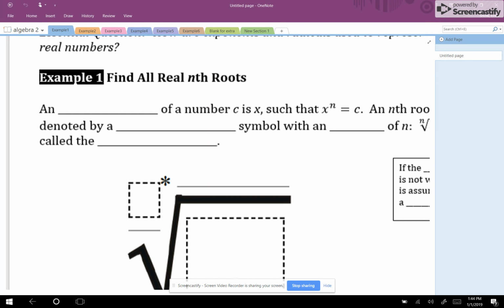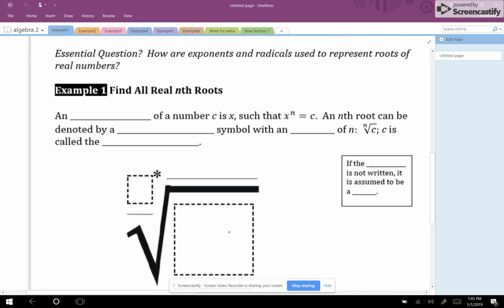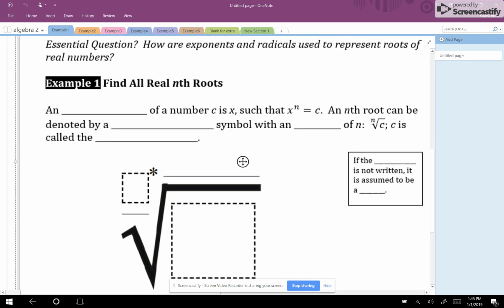So this says, we're going to talk about how exponents and radicals are used to talk about real numbers. So we're filling this blank first, and it says an nth root of a number c is x such that x to the n equals c. Okay, so that nth root we're looking at is our exponent when we're looking at x.